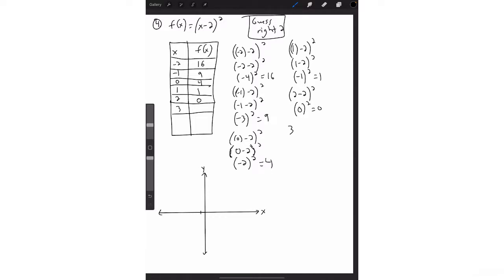So I have negative 2, up 16. Oh, wow. Here's what I'll do. I'll extend it. How many do I have? 2, 4, 6, 8, 10, 12, 14, 16. Negative 2, up 16, and then negative 1, up 9. 1, 2, 3, 4, 5, 6, 7, 8, 9. And I have a 0, up 4. 1, 2, 3, 4. And then I have a 1, 1.